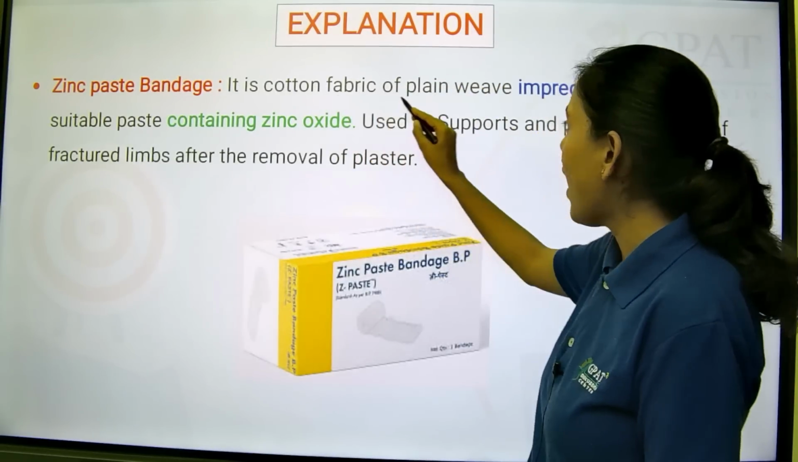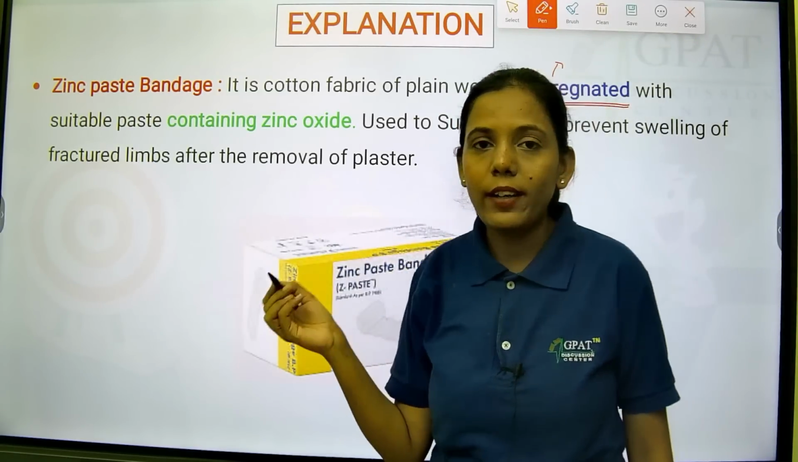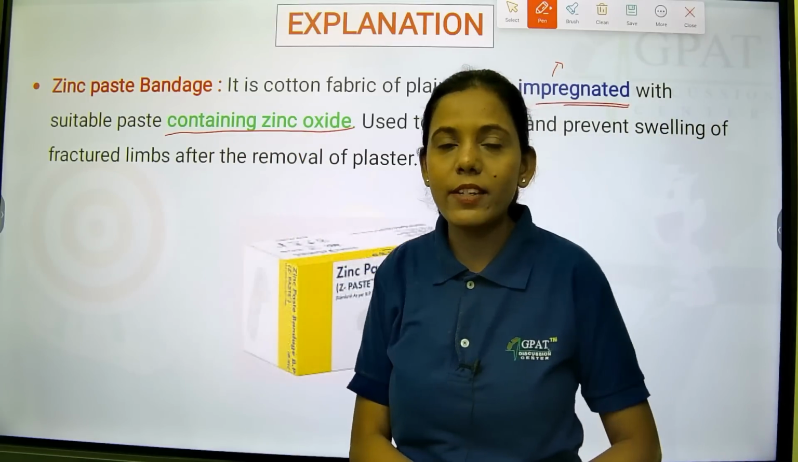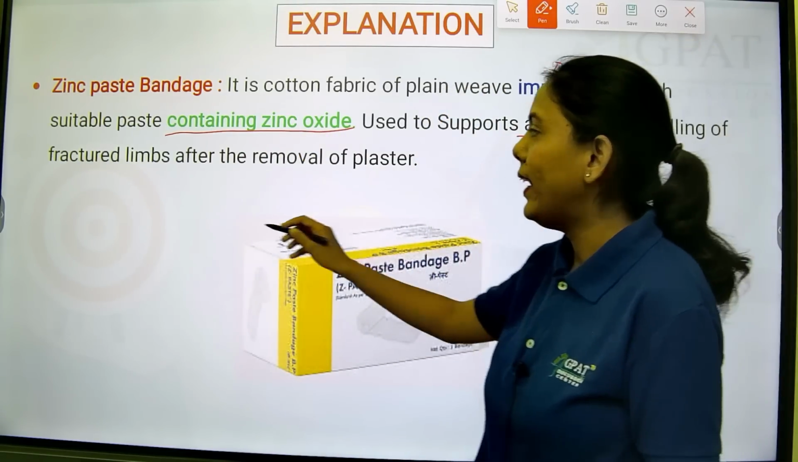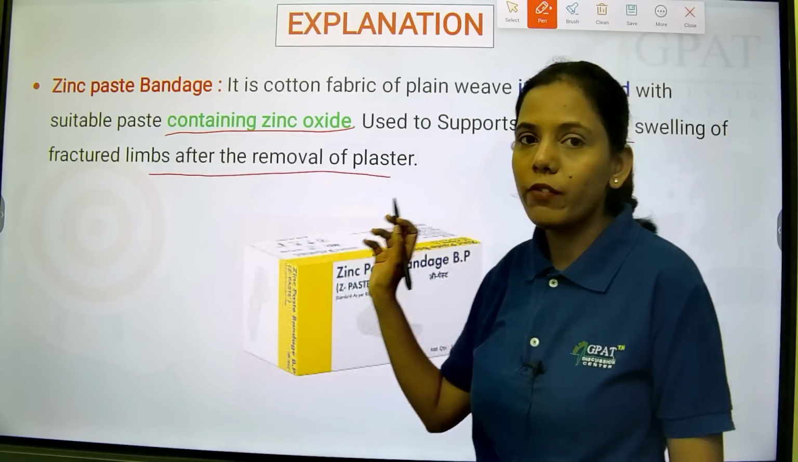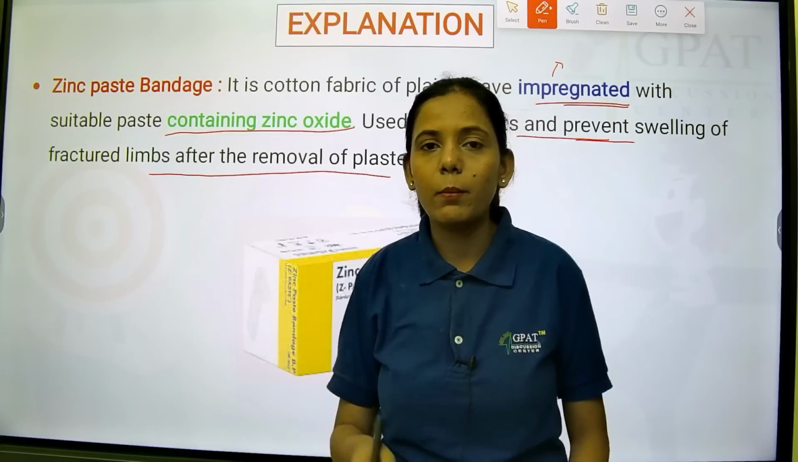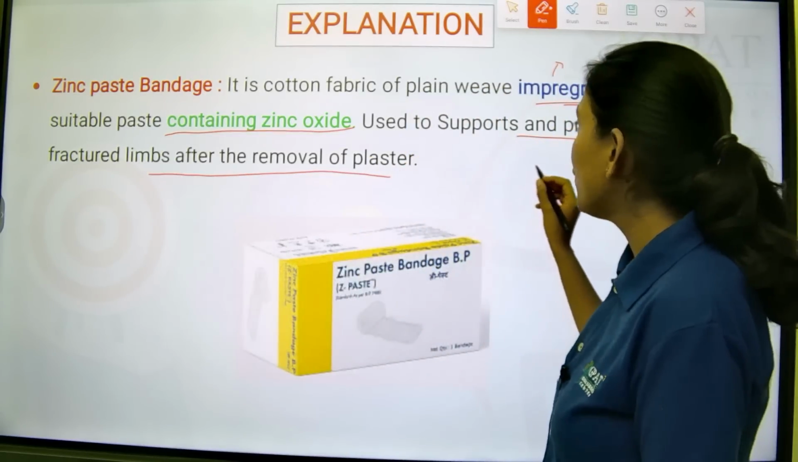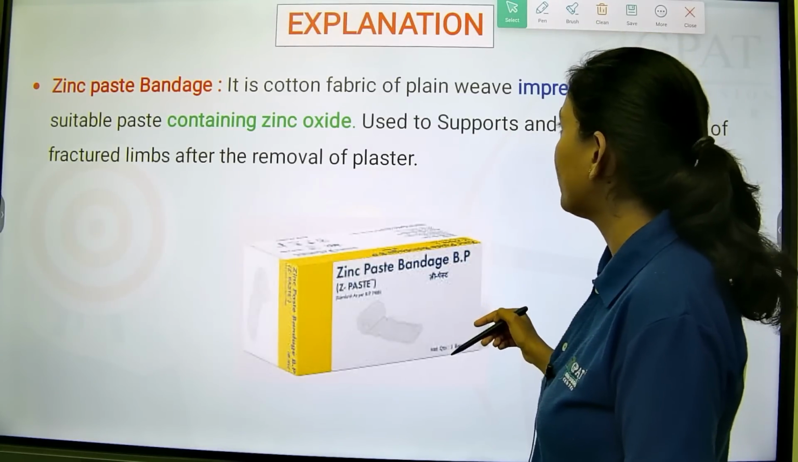So it is a cotton fabric of plain weave which is impregnated, that is saturated or soaked, containing zinc oxide. So it will be having certain paste which will have zinc oxide. It is used to support and prevent the swelling of fractured limbs after the removal of the plasters. Whereas adhesive bandage will be used for healing of the wounds, and zinc paste is used to prevent the swelling after the plaster has been removed. So these were the questions for hospital pharmacy.